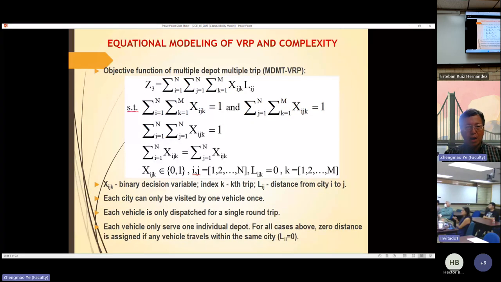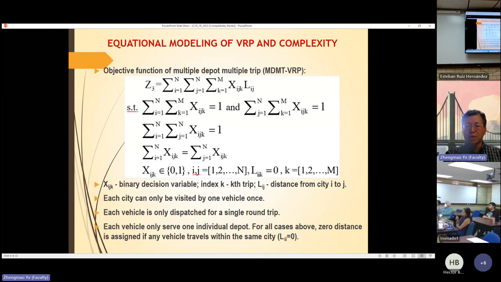And one other approach is a multiple depot, multiple trip. Each objective function is defined as Z3. And now we have additional set constraints. Each city can be visited by only one vehicle once. Each vehicle is only dispatched for a single round trip. Each vehicle only serves one individual depot. Now for all the cases above, zero distance is assigned if any vehicle travels within the same city.